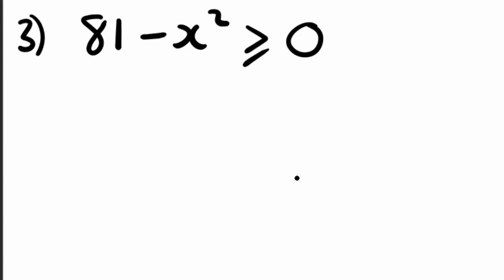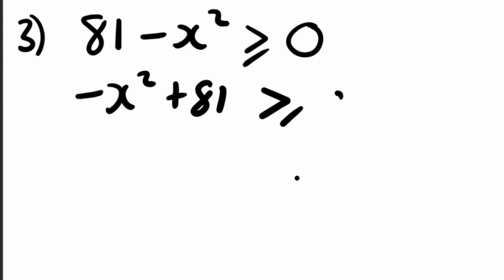But here we have a problem again. It is 81 minus x squared. The order is not the way we want it. It's not working in our favor. So we want to rewrite it as minus x squared plus 81. That should be greater but also equals to 0. We just rearranged. We didn't do anything.